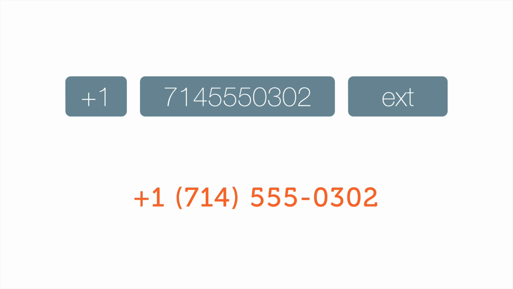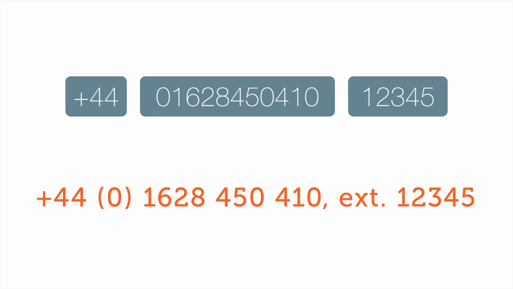So US number with a country code of 1, we know it's going to be the area code, which is the first 3 digits, and we're going to put those in parentheses, then a space, then 3 more digits, a dash, and the last 4 digits. Here's a UK phone number. Again, everything is perfectly displayed, including the added extension.